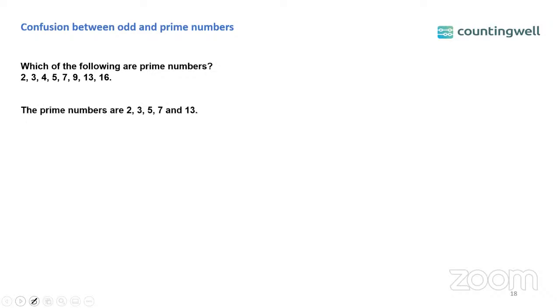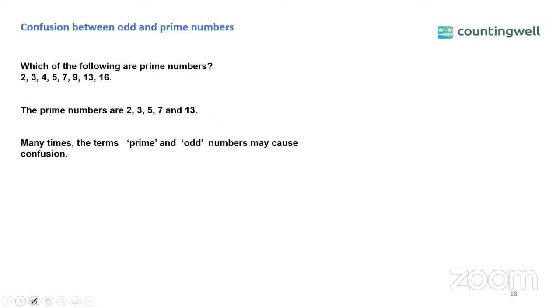Now, children often get confused between odd and prime numbers. Let us check which of the following are prime numbers among the list of numbers given here. The numbers given here are 2, 3, 4, 5, 7, 9, 13 and 16. We know that prime numbers are numbers whose only factors are 1 and itself. The prime numbers among the list are 2, 3, 5, 7 and 13.